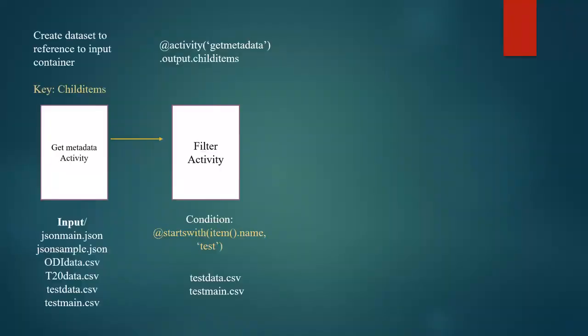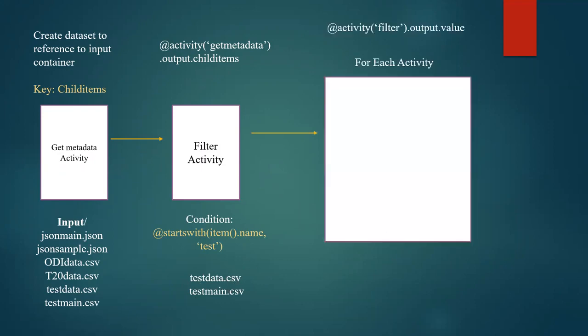Once the Filter activity has filtered, these are the items we have. We can't pass 2 items at a time to the Copy activity. For that reason, we give them to the ForEach activity first. See how we pass the output to the ForEach activity. The same way we pass the Get Metadata activity output to the Filter activity, we pass the Filter activity output to the ForEach activity, using at the rate of activity Filter dot output dot value.